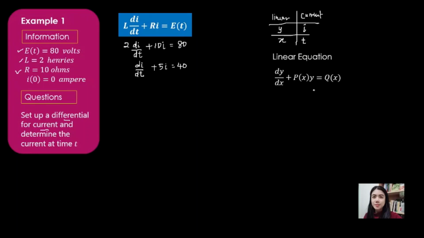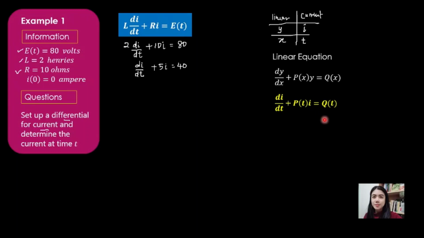Okay, so by using the same concept, you can modify this general form of linear equations. Then we're going to have this one. You can see that the y here is changed to I, and the x here is changed to t. So this is actually a linear equation also. It's just that it is in the variables of I and t together.